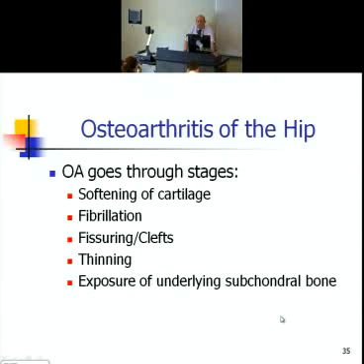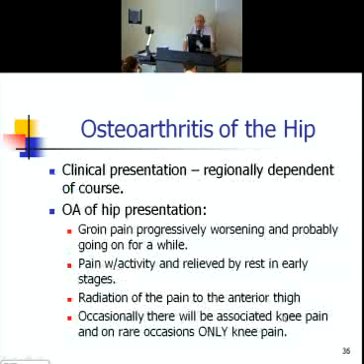So again, softening, fibrillation, these fissurings or clefts, then thinning, and then exposure of the underlying subchondral bone. When we say the word subchondral bone, chondral means cartilage. So a chondrocyte is a cell that makes cartilage. So subchondral bone is bone that's below the cartilage.